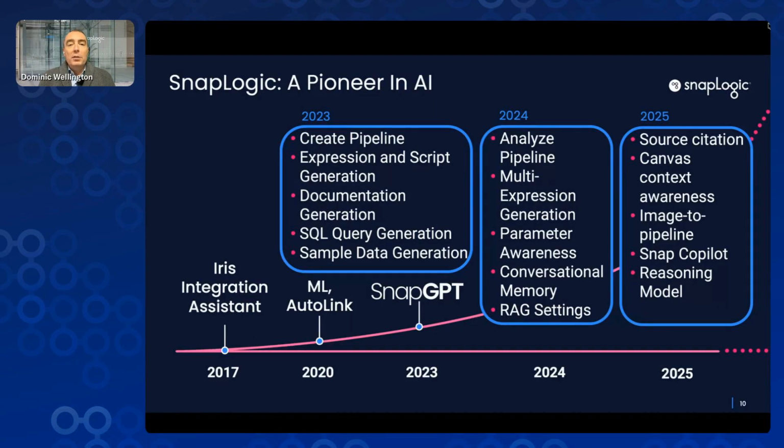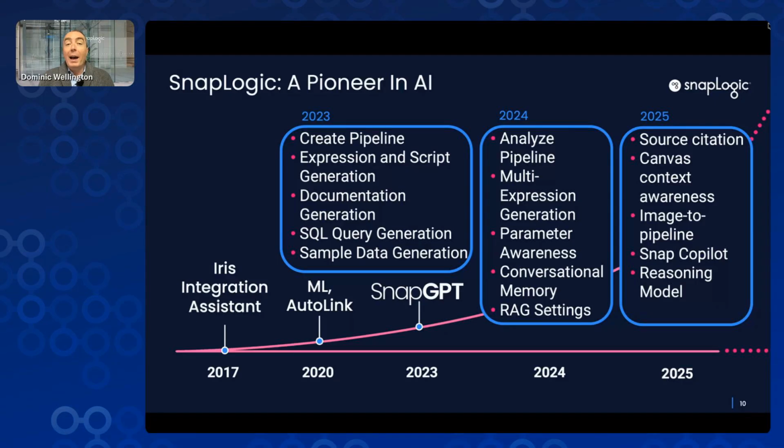And the reason we were able to do this is that SnapLogic has been working with artificial intelligence since long before the current wave of interest. It was back in 2017 that we launched our own first AI capabilities under the banner of Iris. And to give you an idea of how different the landscape was at the time, we called it machine learning rather than AI, because AI was somewhat uncool at the time. But then we proceeded to add auto-link capabilities, making it easier to map information between different source and target systems.